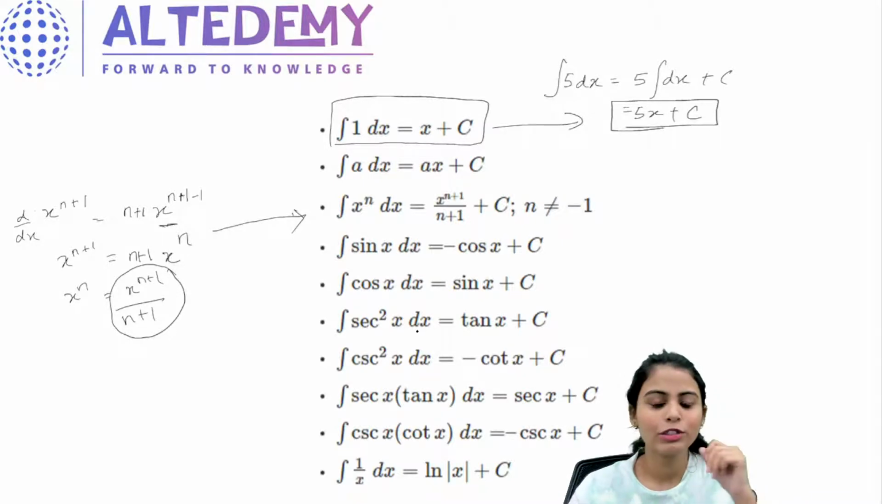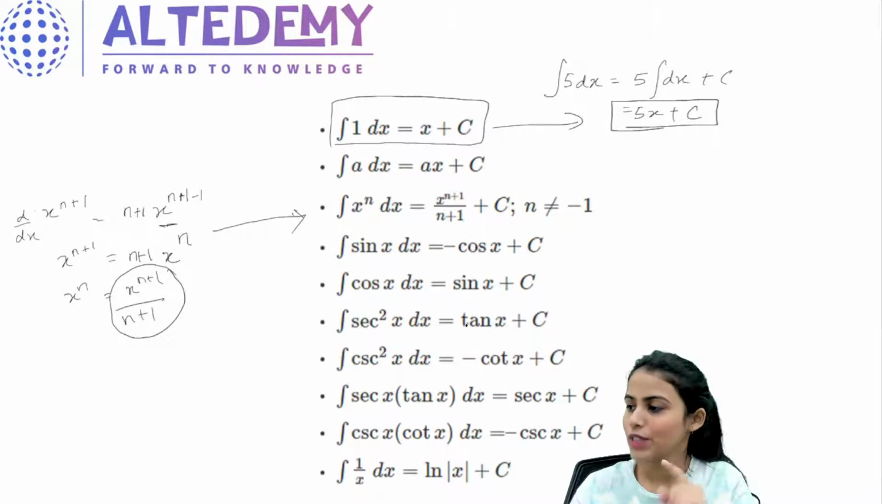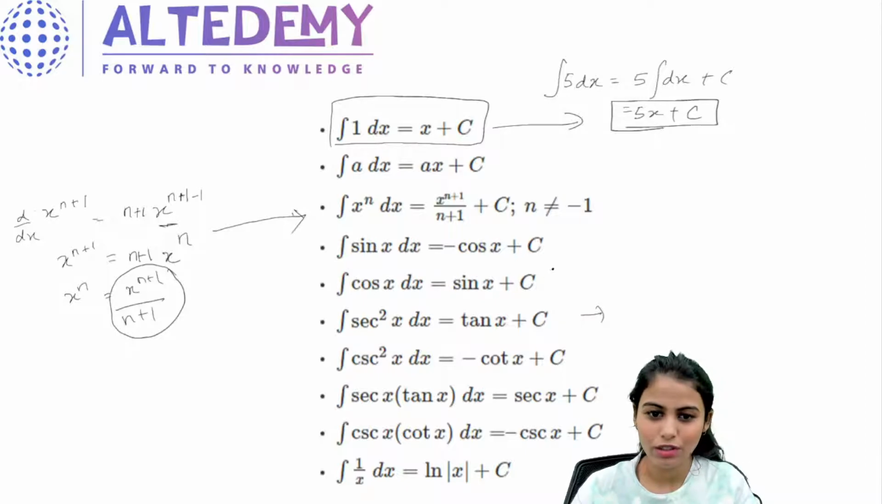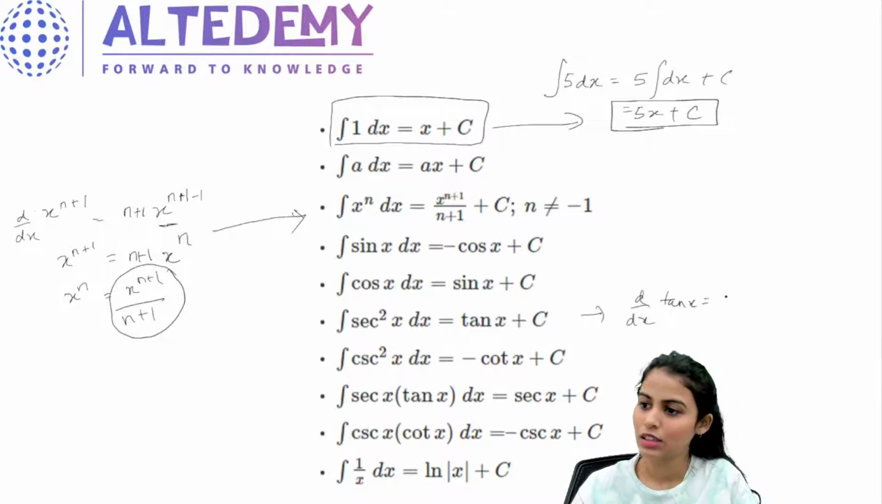Okay, cool. Then sec square x, tan x. All of you know the differentiation of tan x, what is it? Sec square x, right? So if we are integrating sec square x, then what will be the answer? Tan x. You understand? Let me write it up for you. So what I was saying is that we know the differentiation of tan x is equal to sec square x.